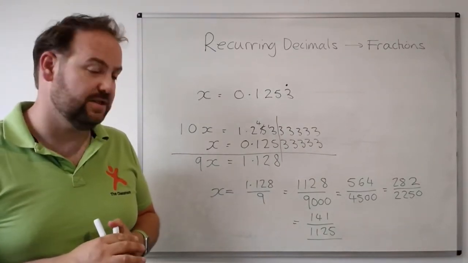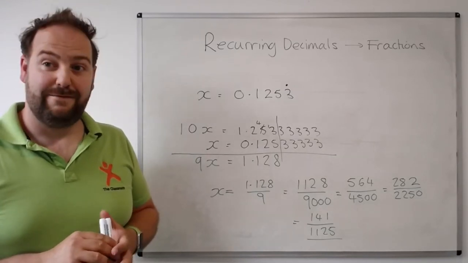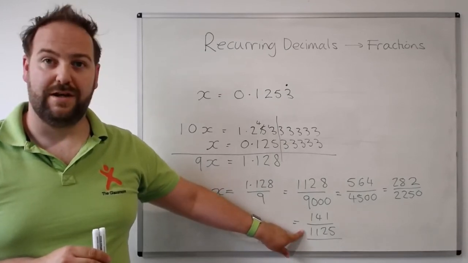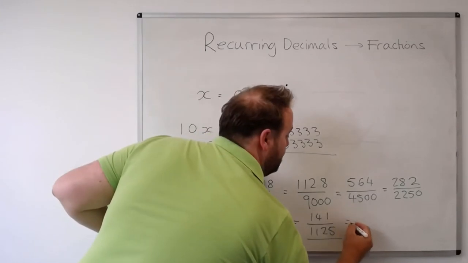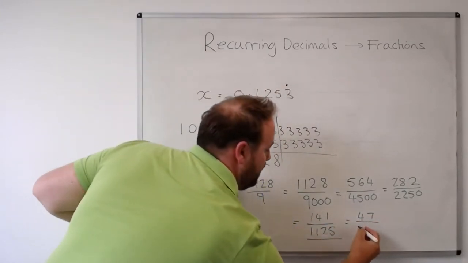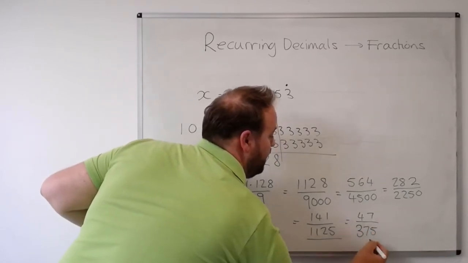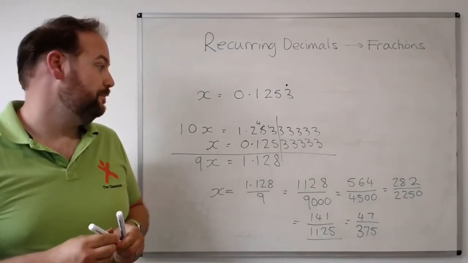You may need to just double check if they're on the 3 times table. Indeed, that is in fact on the 3 times table here. And we need to check if that is on the 3 times table as well there. Divide this by 3, you end up with 47. And dividing this by 3, we end up with 375. And that is your final answer on that one.